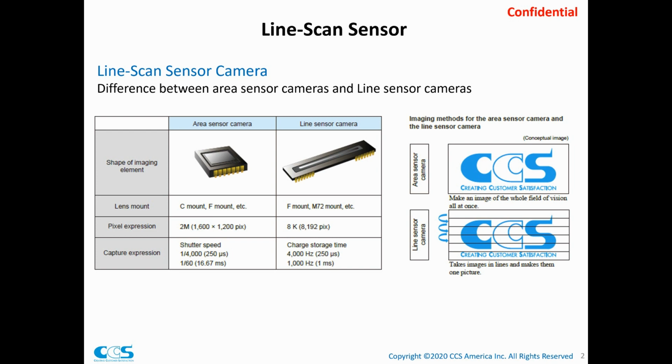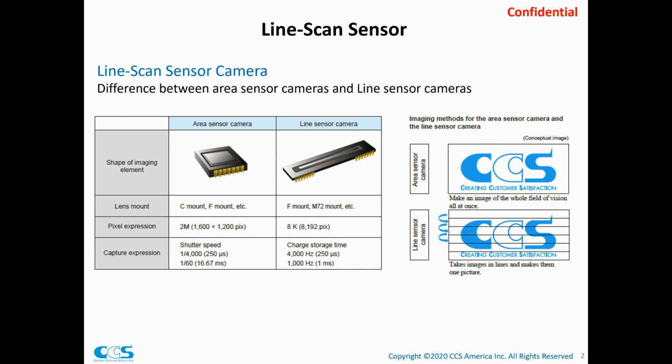There is also some difference on the pixel. In area scan, since it's an array of pixels, it usually will be horizontal by vertical. For example, a 2 mega area scan camera means there are 1600 pixels in the horizontal and 1200 pixels in the vertical. On the other hand, line scan camera we only have one line of pixels. So 8K only means the horizontal, and the vertical depends on how many lines you scan.